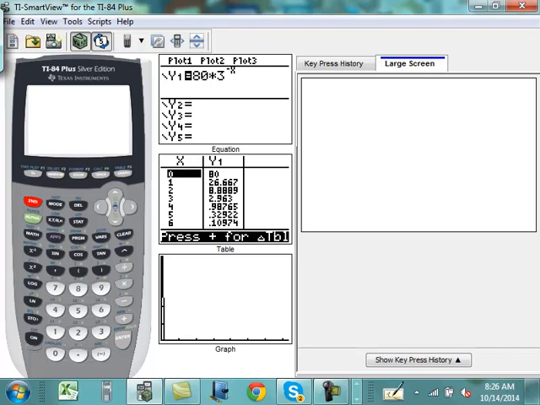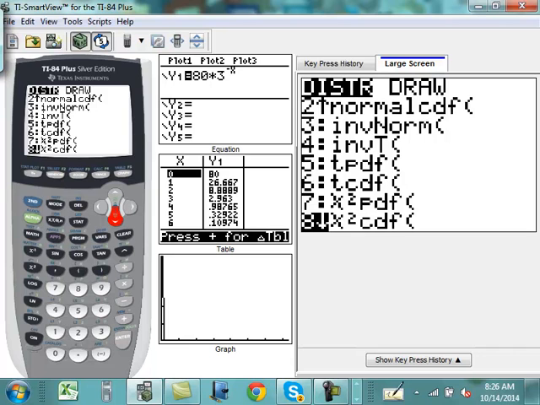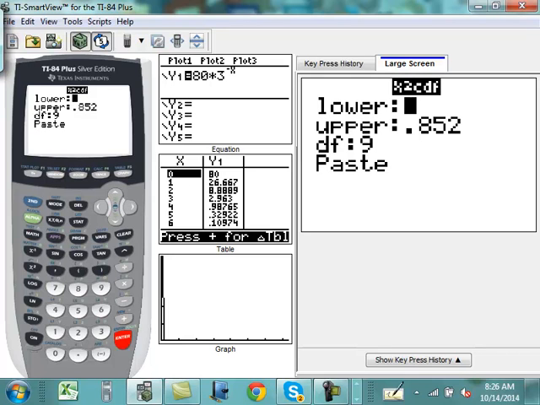We're going to go into the distribution menu, and then we're going to go down to option 8, which is chi-square CDF. You remember what CDF stands for? Anybody? Cumulative distribution function. So this command is going to add up the area under the curve between the lower limit and upper limit.